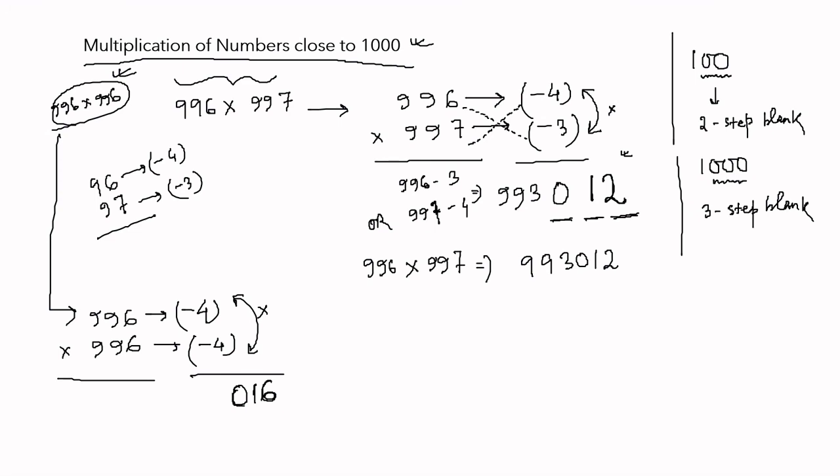बस the next step is to do the sum cross functionally. In this case both the numbers are same, that is 996 minus 4. The result that you will be obtaining is 992. So finally 996 square can be obtained as 992,016.